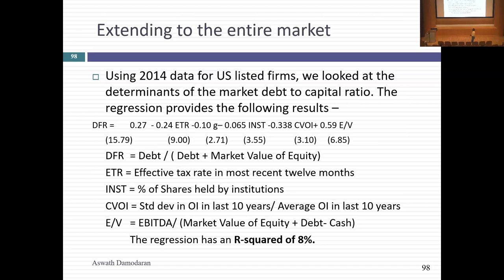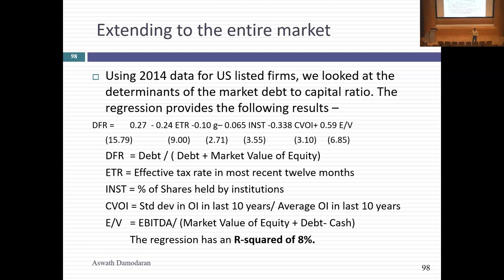Now, once you control for differences across companies, you're no longer sector restricted. I can run this regression across the entire market. And every year I do. This was my 2014 regression at the time that I was looking at Disney. And I ran the regression for the entire market.